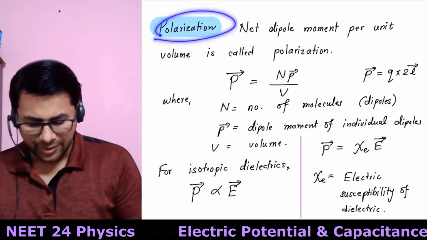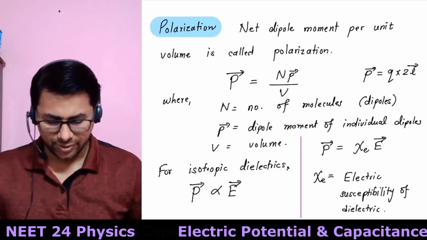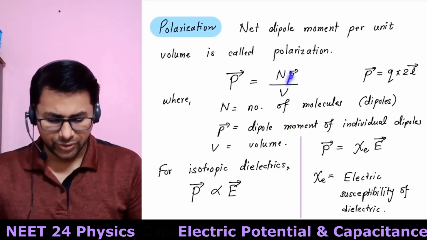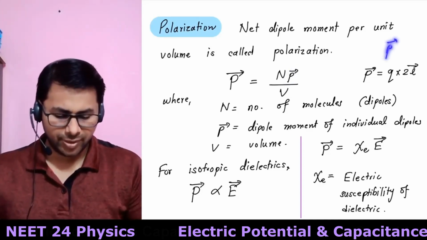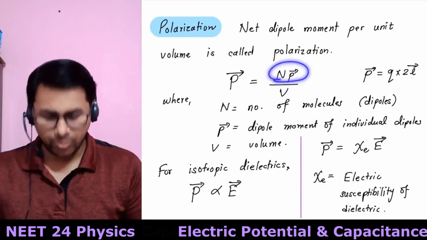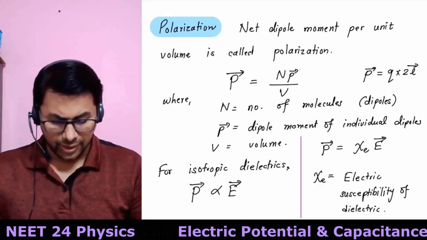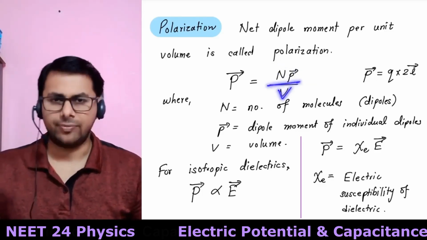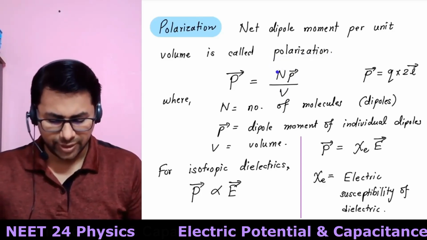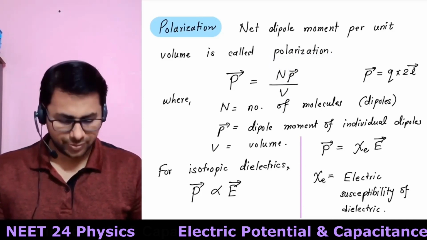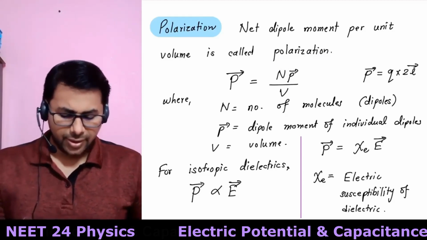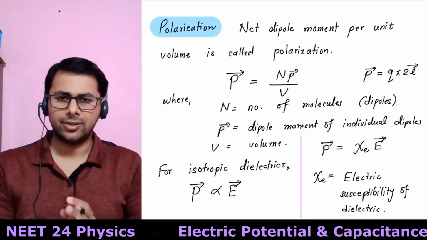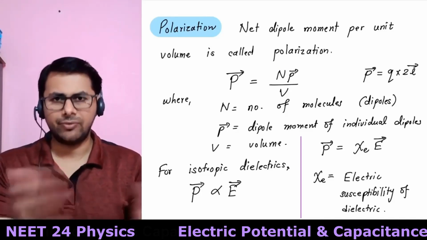After that, how do we define this polarization, strength of polarization? So if suppose there are n number of molecules, and the individual dipole moment of each of them is p bar, small p bar, then the total dipole moment will be n times p. We divide it by volume. So the polarization is defined as what? N p bar upon volume.